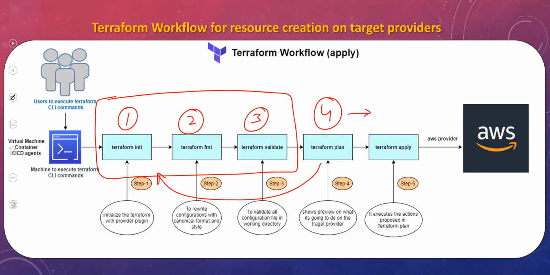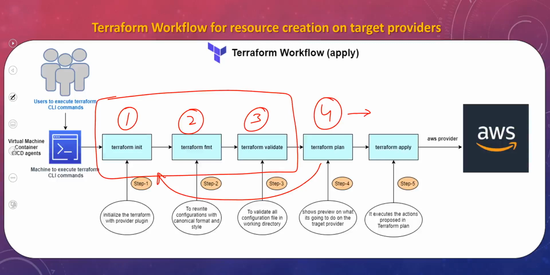So you will open the configuration files, modify the parameters, and then again run Terraform fmt and Terraform validate. Once it is done, you will again run Terraform plan. If you are okay with this, then we will proceed with the next command, that is Terraform apply. Once the first step is done, if you are okay with the preview, saying that what I have written in the configuration file, my Terraform is going to create on the target provider with the same resource, then we can go with the next step.